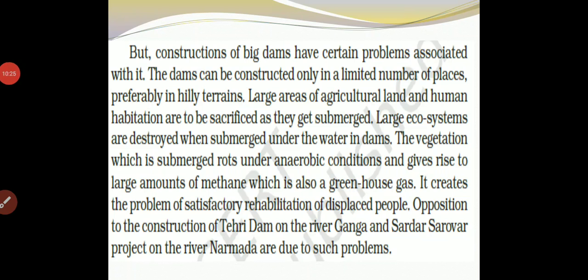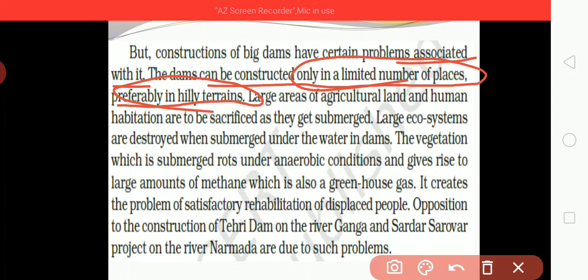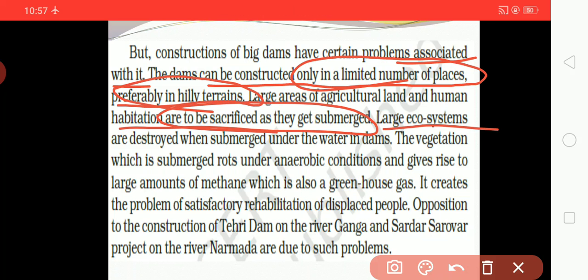But the construction of a big dam has certain problems associated with it. Dams can be constructed only in a limited number of places, preferably in hilly terrains. Large areas of agricultural land and human habitat have to be sacrificed as they get submerged. Large ecosystems are destroyed, and many fields get destroyed because of the submerging of water in a dam.